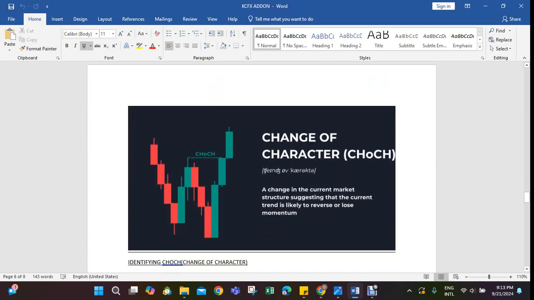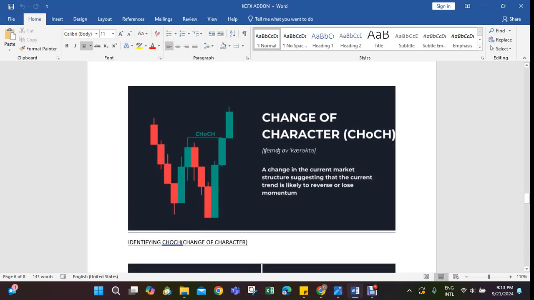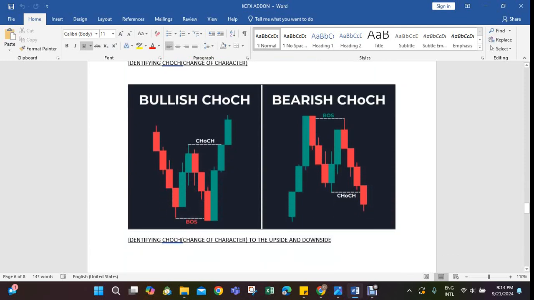Now this is the second stage of the strategy that I use, the change of character, CHoCH. That's the definition they put here. It says it's a change in the current market structure, suggesting that the current trend is likely to reverse or lose momentum. Poor grammar, yeah. Now I'm going to explain it in a way that we can understand and move on. Now you have a bullish CHoCH and a bearish CHoCH.